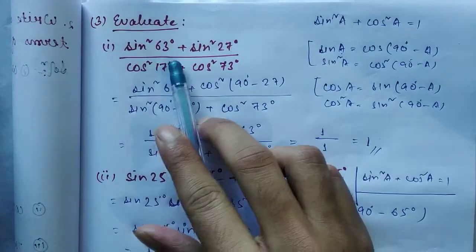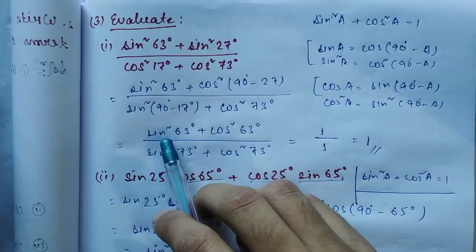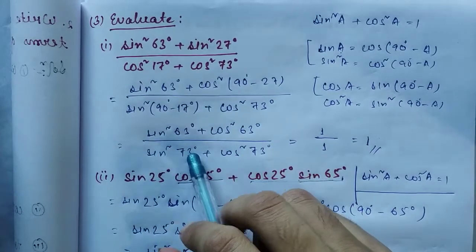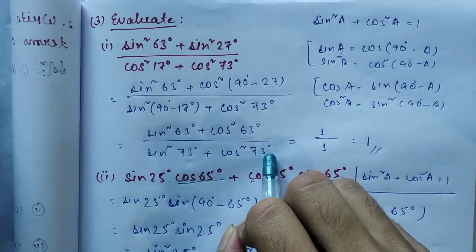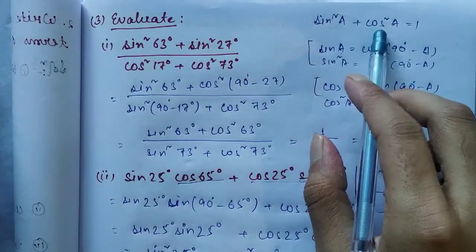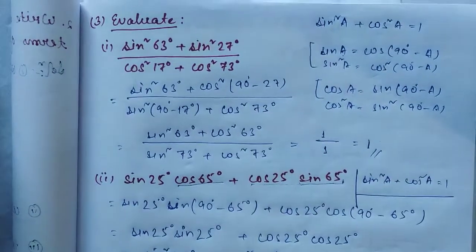And similarly cos square 17 degree comes out to be sine square 90 minus 17, and thus we get sine square 63 plus cos square 63 in the numerator and sine square 73 plus cos square 73 in the denominator, which comes out to be 1 using the formula sine square A plus cos square A is equal to 1. So we get the answer to be 1.